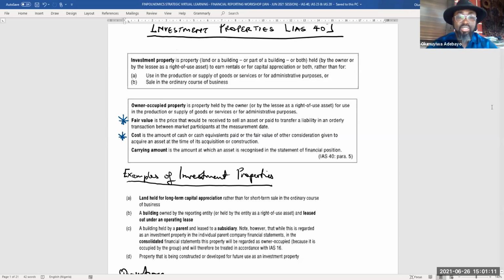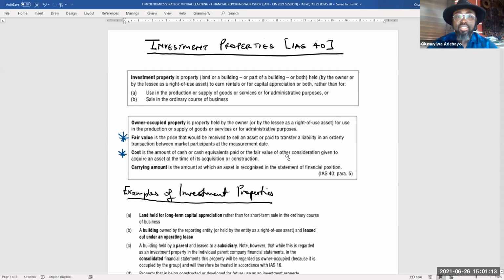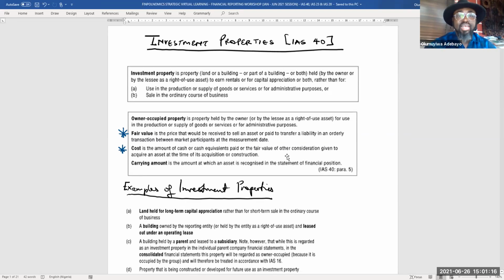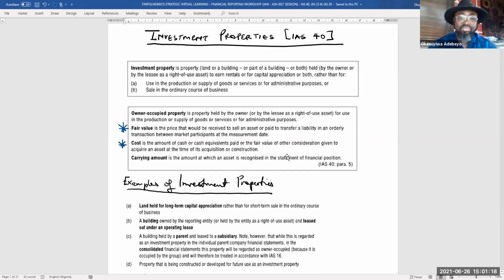Yes. Okay, that is that. Now, successfully, we are able to have an extensive discussion on the requirement of IAS 40, and we have successfully delivered on it. Thank you very much, and God bless you for that.